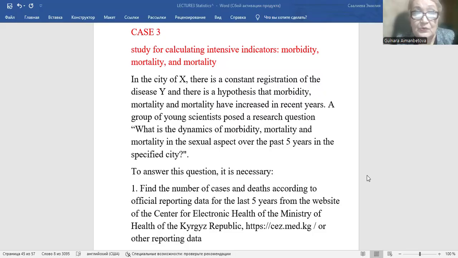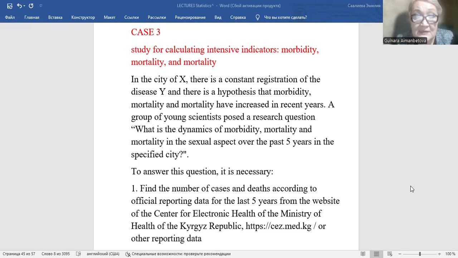Case number 3. Study for calculating intensive indicators: morbidity, mortality, and lethality. In the city of X, there is a constant registration of disease Y, and there is a hypothesis that morbidity, mortality, and lethality have increased in recent years. A group of young scientists posed the research question: what is the dynamic of morbidity, mortality, and lethality in the sexual aspect over the past 5 years in the specified city?